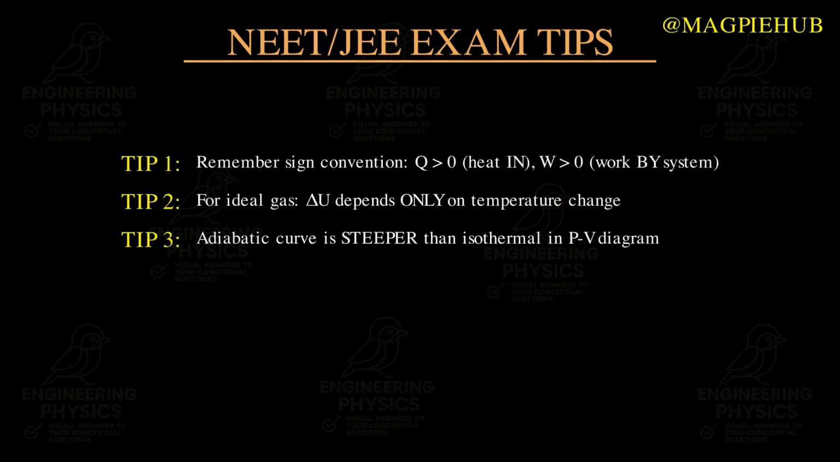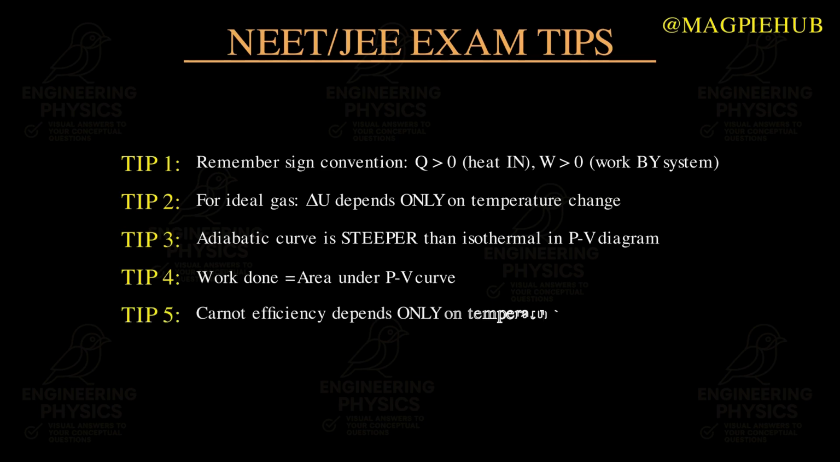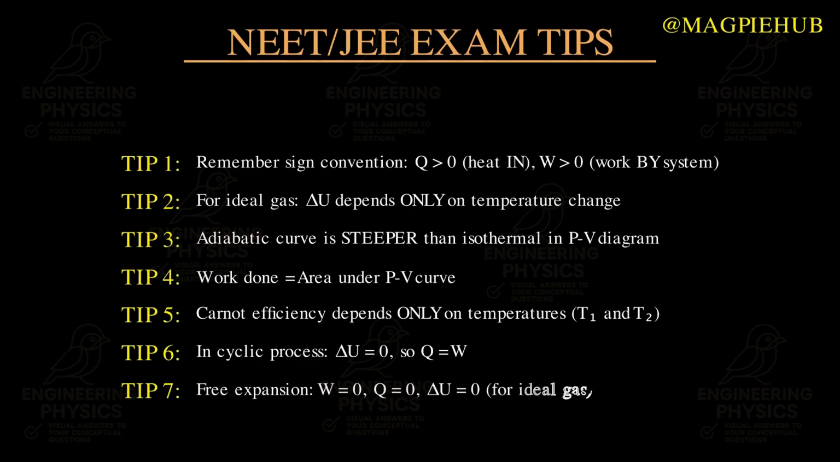This is frequently asked. Tip 4. Work done equals area under PV curve. Tip 5. Carnot efficiency depends only on temperatures. Tip 6. In cyclic process, delta U is 0, so Q equals W. Tip 7. In free expansion, W, Q, and delta U are all 0 for ideal gas. Master these points and you will ace thermodynamics questions.